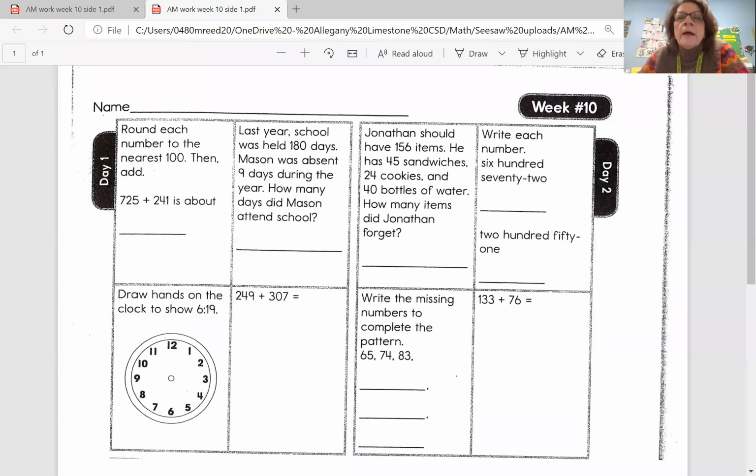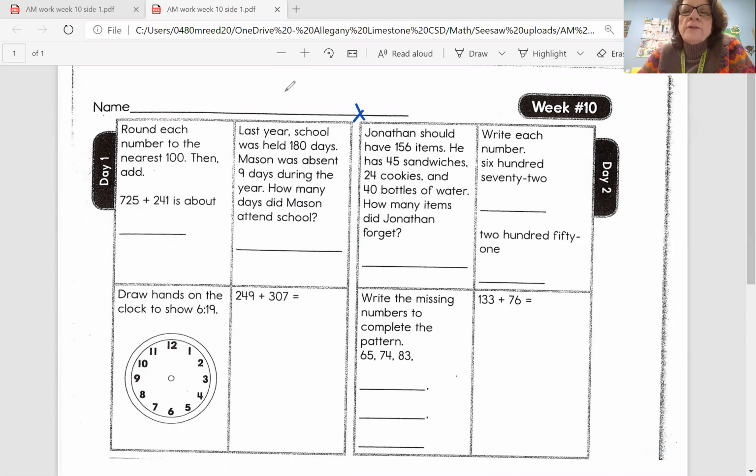Okay, so I'm going to share my screen here and bring up that morning work. All right, there we go. And we are on week 10, day 2. So we have 4 problems here. And let's just see if I can get my annotating feature going here. There we go. Okay. So the first one is a word problem. And we're doing this one right here.